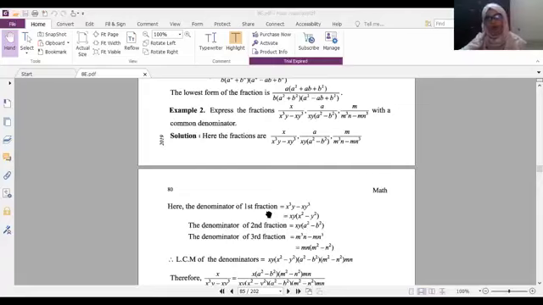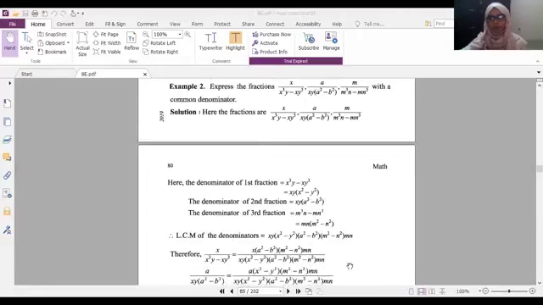Now from step 2, the LCM of the denominators is equal to xy into x square minus y square, here xy is common, then a square minus b square, and mn into m square minus n square. So the least common multiple of the denominators is equal to xy into x square minus y square into a square minus b square into m square minus n square into mn. Now we apply step 3.